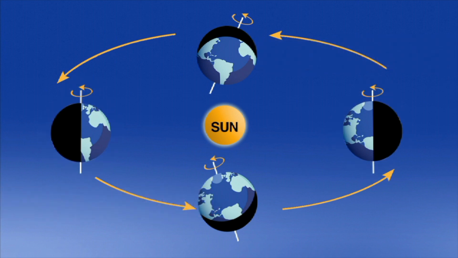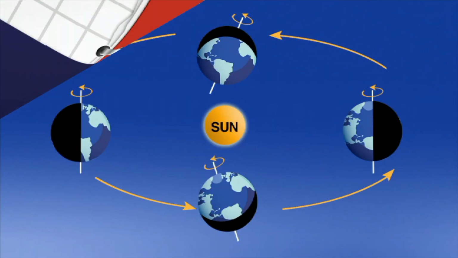The autumn or autumnal equinox is the first day of fall and occurs when the Earth's axis begins to tilt away from the sun on its journey towards the winter solstice. The autumn equinox usually happens around September 20th.